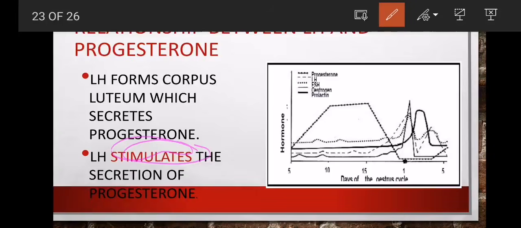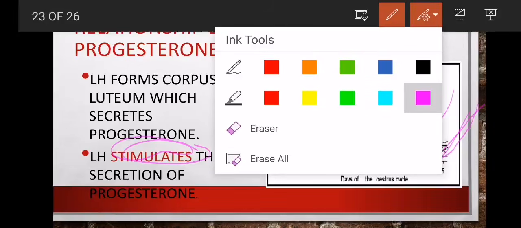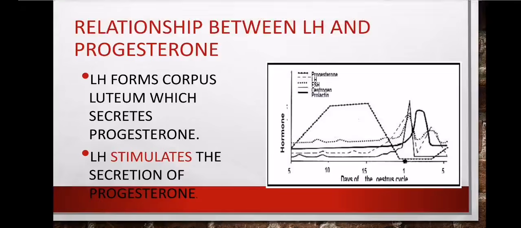Let's check what we can check here. What is happening with LH here? It's increasing. So if it's increasing, it means it will convert the empty Graafian follicle to a corpus luteum. Now the corpus luteum has been formed. What will happen to the progesterone now? It starts to increase too. Hence we say it stimulated the secretion of what? Of progesterone. That's the simplest part about it.